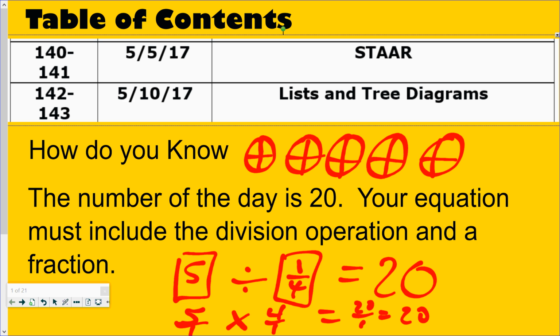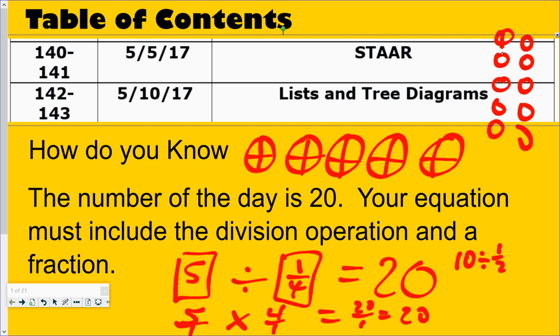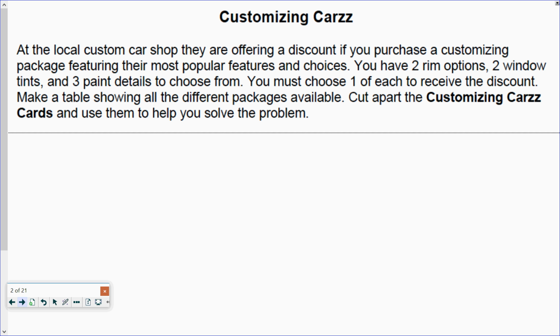Another example could be 10 divided, 10 circles: 1, 2, 3, 4, 5, 6, 7, 8, 9, 10. You divide them each one in halves, and then you'll have 20 pieces. Or write it as a multiplicative equation. It will be 10 times multiplied by its reciprocal equals 20. So before we do that, let's do a modeling activity.